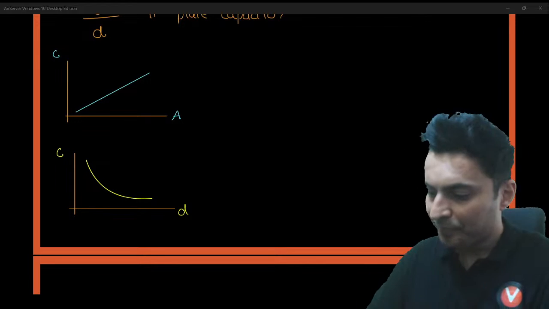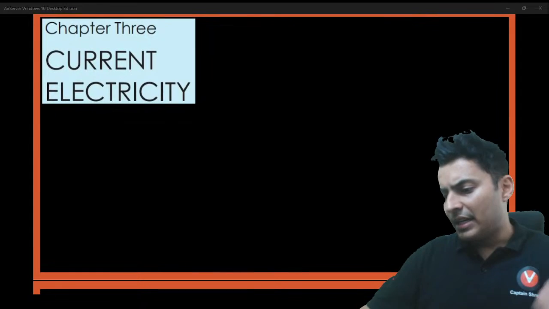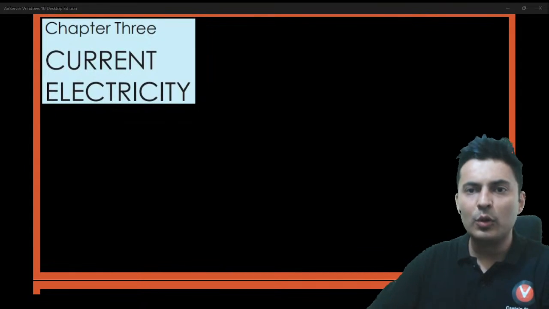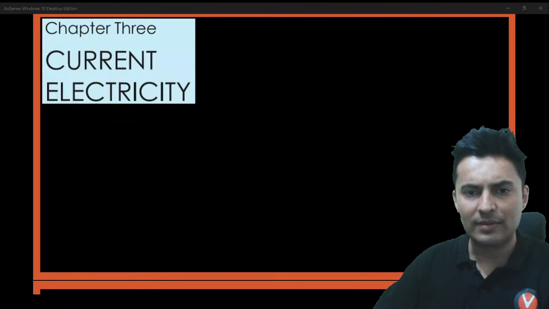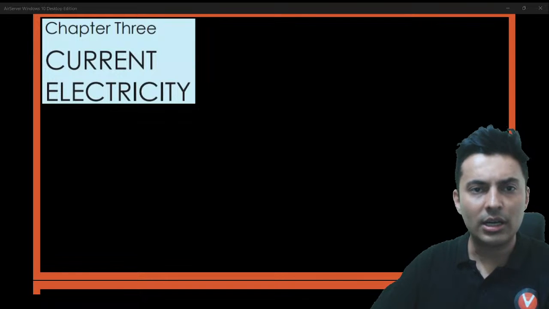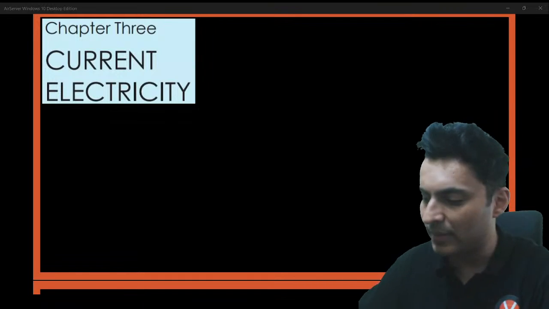Okay, cool. Let's move on now to current electricity. One of the major graphs in current electricity, if you open up NCERT also, you will see one of the first few graphs that you will be needing is the Ohm's law graph. So let me talk a little bit more about that as well.